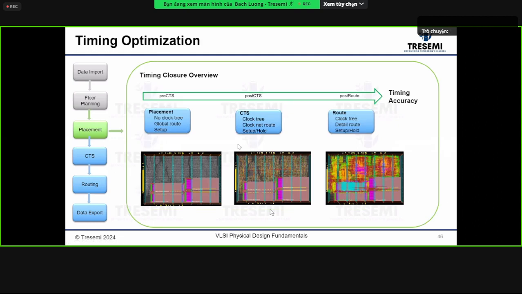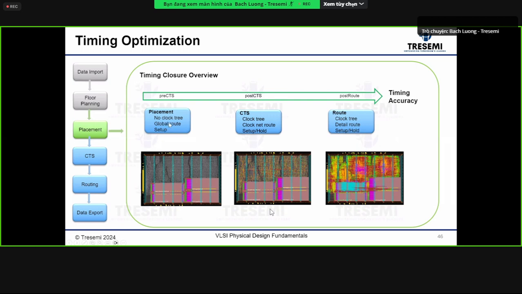This slide gives you an overview of the timing accuracy as you go from placement to route. In placement, which is where we are, there's no clock tree. The only thing we have is the placed cells. The global routes are estimated, and the only thing we can do is close setup timing. So there's no clock information, and the detail routes are not in.